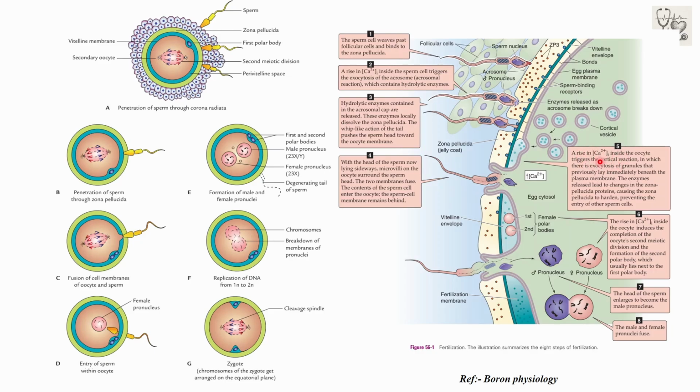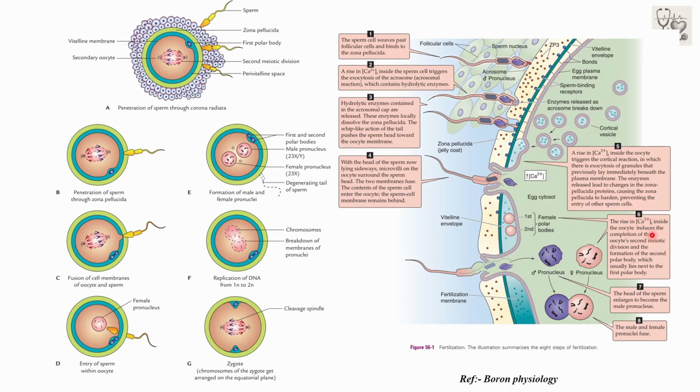A rise in calcium ion concentration inside the oocyte occurs, which triggers the cortical reaction, and there is exocytosis of the granules that previously lay immediately beneath the plasma membrane of the oocyte. The enzymes released lead to a change in the zona pellucida proteins, causing the zona pellucida to stiffen or harden, preventing the entry of other sperm.